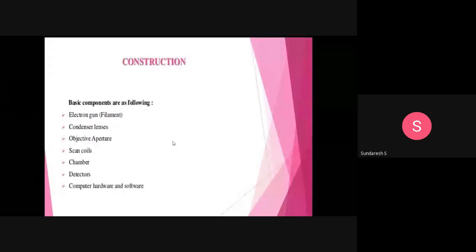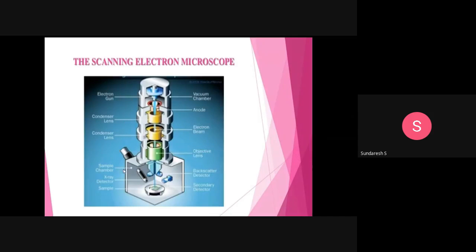Yeah, we are talking about the construction. We have some more clarity here. Electron gun, condenser lens, objective aperture, scan coils, chamber detectors, computer hardware and software. The scanning electron microscope is this. This is the electron gun, vacuum chamber, condenser lens. Again, we have a condenser lens and objective lens over here. The sample chamber will go here, with the secondary detector and backscatter detectors. Okay, so this is the diagram we are showing.